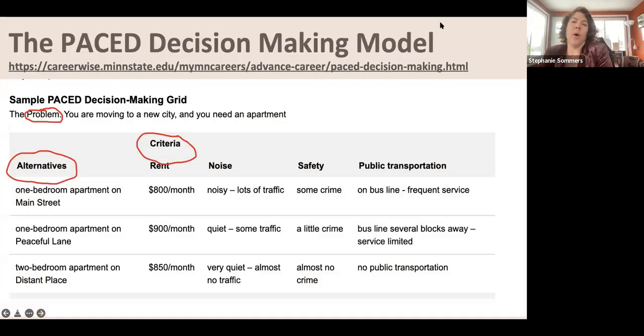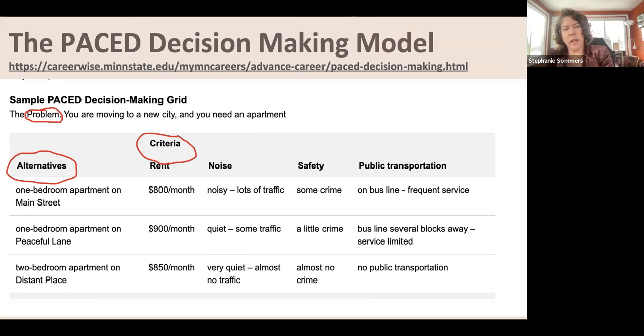We will look here at an example. When I started Googling this, I found an example from the CareerWise website, which I thought was great. They have a sample PACE decision-making guide related to determining where you might want to live. Here the problem is you are moving to a new city and you need an apartment. Here are some of the alternatives. You could live in a 1-bedroom apartment on Main Street, a 1-bedroom apartment on Peaceful Lane, or you could take a 2-bedroom apartment on Distant Place.